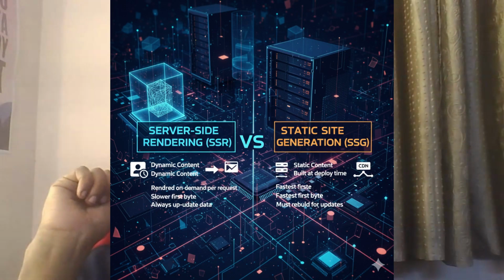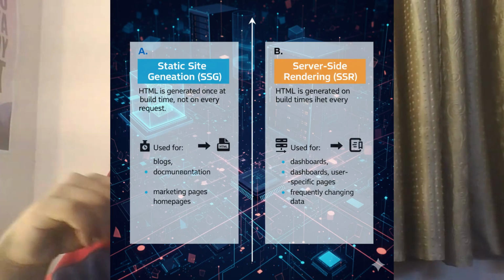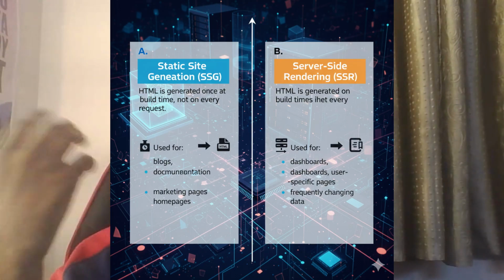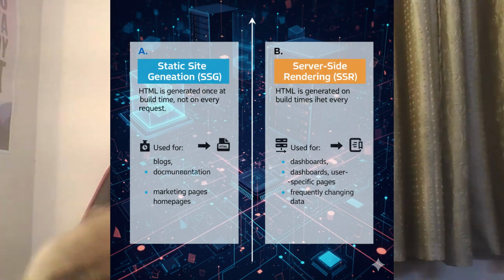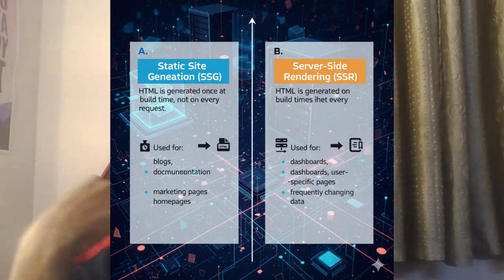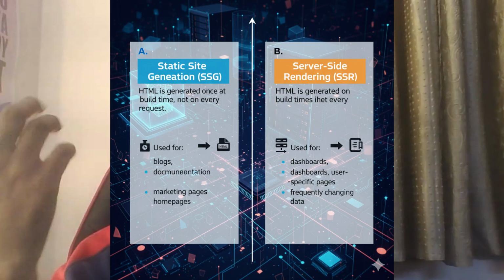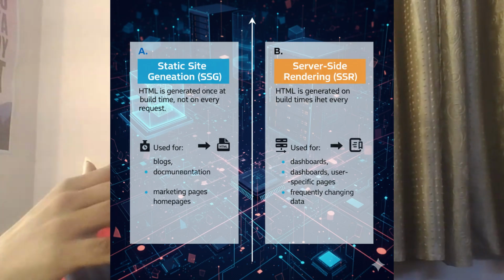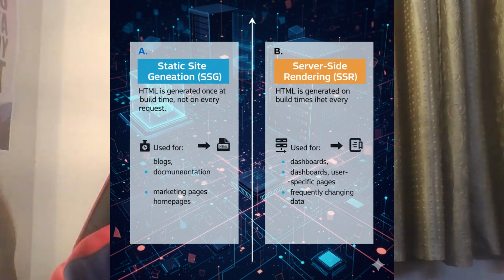Now, what is static site generation? HTML is generated once at build time, not on every request. We can use it for websites like blogs, documentation, marketing pages, and homepages, where we have static content that is not changing over time. Next is server-side rendering. HTML is generated on every request, and this is something we use for dashboards, user-specific pages, or pages that contain frequently changing data.